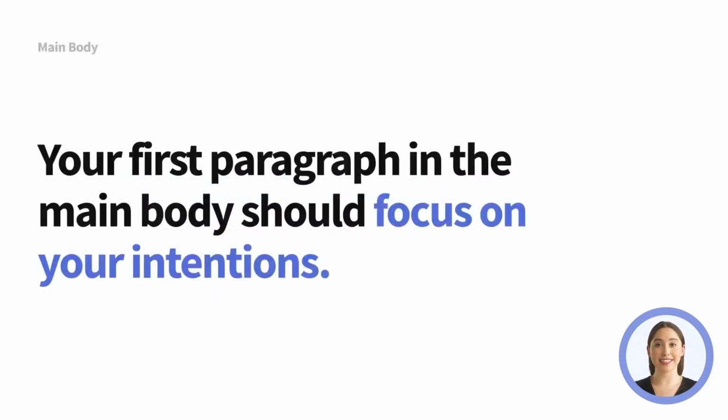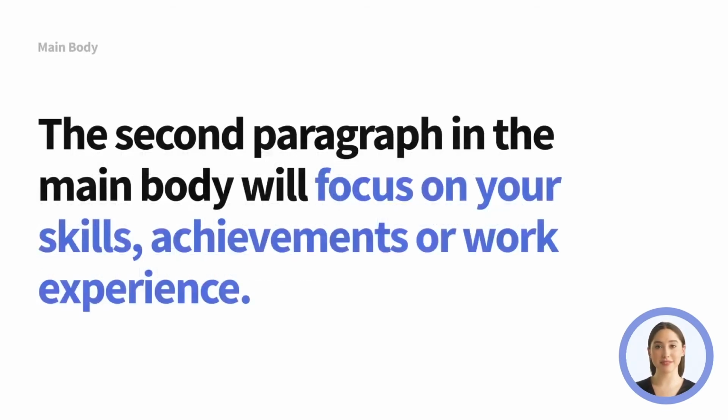The main body can contain 2 to 3 paragraphs or just one. Again, it depends on the type of cover letter you're going for. Your first paragraph in the main body should focus on your intentions, motivations, or interests into why you're so keen to work for the company you're applying for. Fundamentally, you're focusing on why you're invested into their company specifically. The second paragraph in the main body will focus on your skills, achievements, or work experience. These should all be relevant and aligned with the job description.